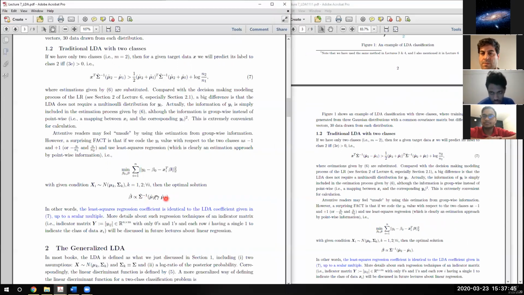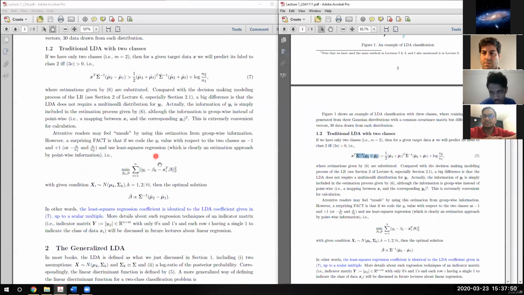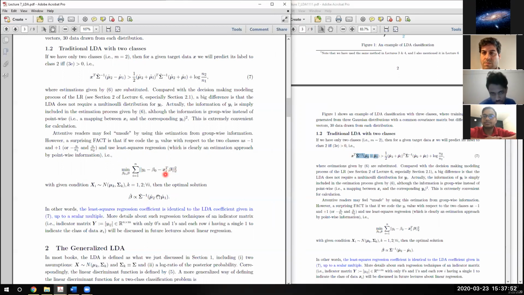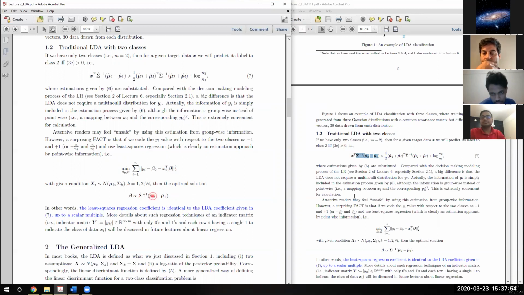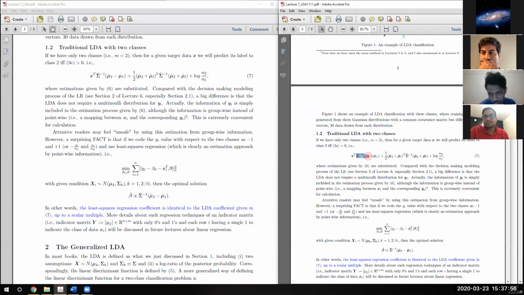See here, this part is this part. And your beta is what? Beta is actually the coefficient of x, right? You're still going to have this one times the inverse of this. See it? Oh, sorry, this one times x. It's proportional. In other words, the least square regression coefficient beta is identical to the LDA result coefficient up to a scalar multiplication. That's it. So you don't need to worry about this.